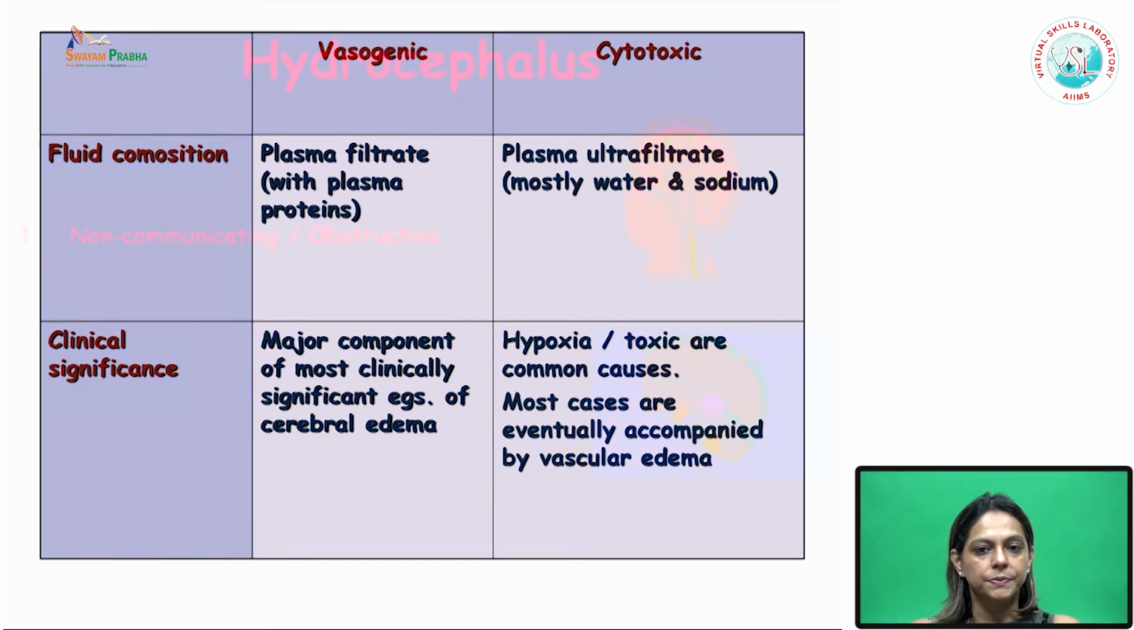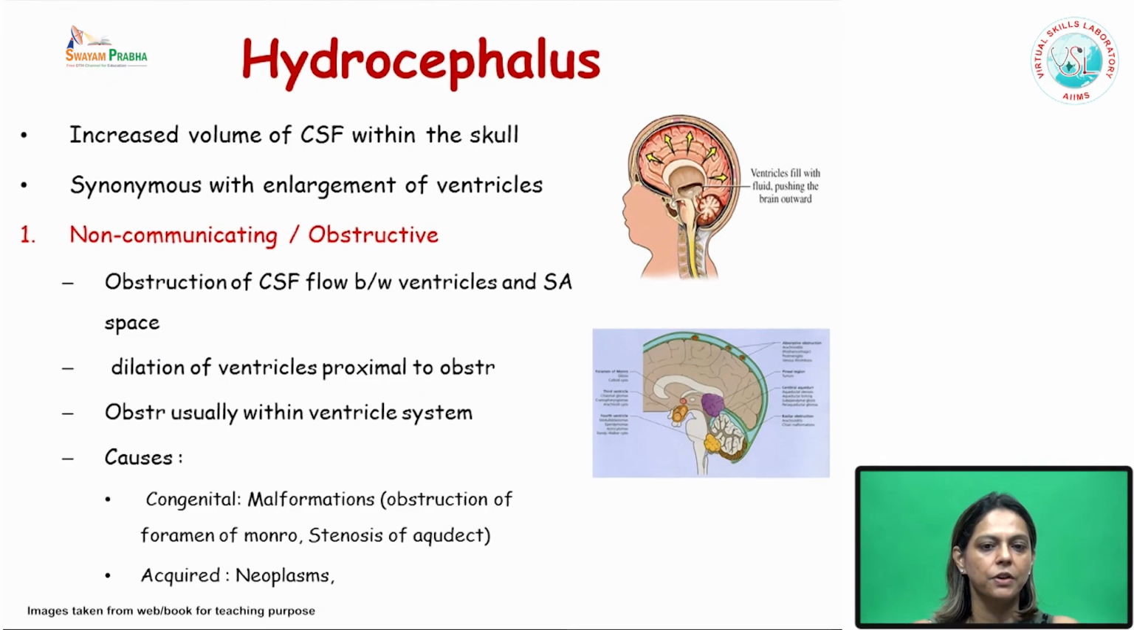Now coming on to hydrocephalus. Hydrocephalus can be of three types. It can be non-communicating or obstructive hydrocephalus, for which the commonest causes are, number one, the acquired cause of hydrocephalus would be a neoplasia or a space occupying lesion. And the second common cause is congenital malformation. For example, there is any obstruction to the flow of CSF, obstruction to the foramen of Monro, or any stenosis of aqueduct. So these are the causes of hydrocephalus, which can be either congenital or acquired.